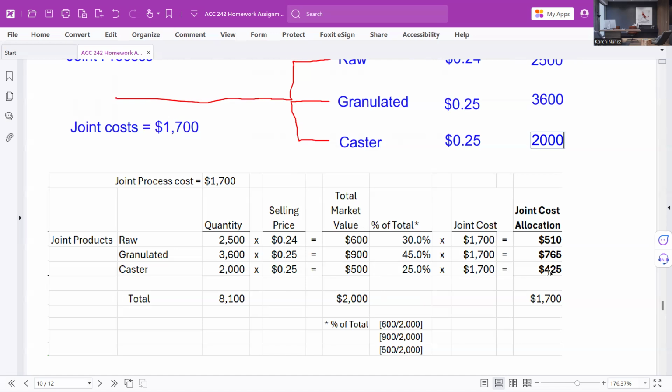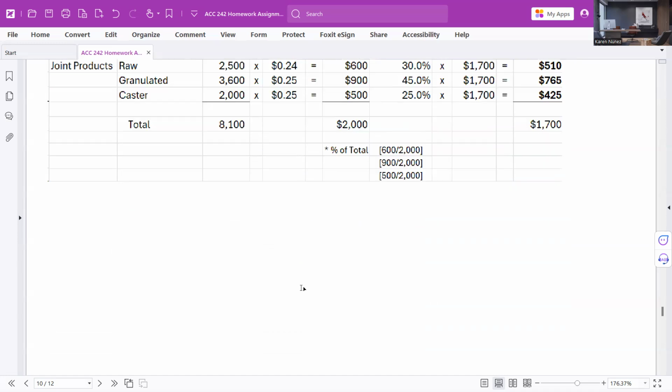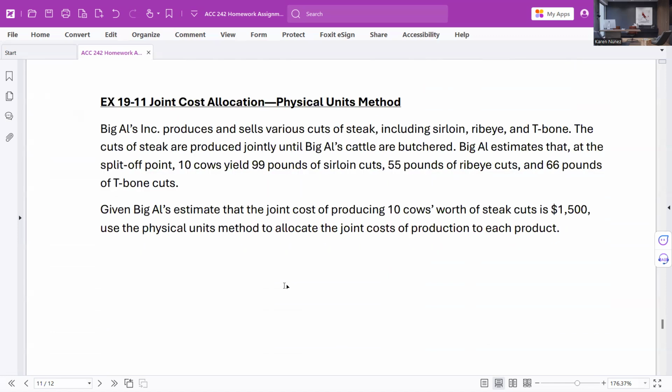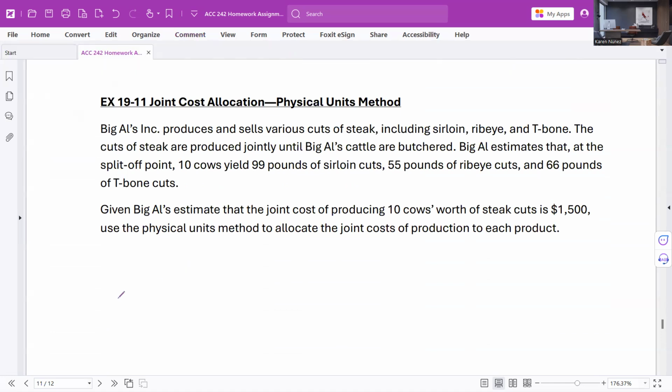Okay. So let's move on to the last couple, which are just joint cost allocations, and the next one is physical units. So physical units, and we've got again three products. You want to make sure you understand the process. You get one process that yields these three products, right?